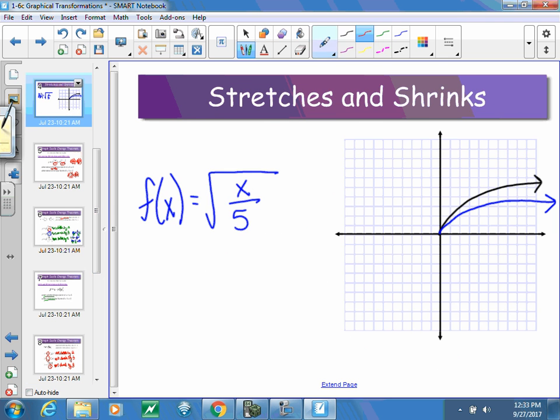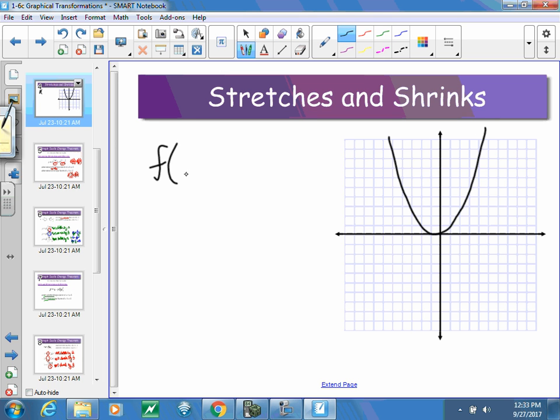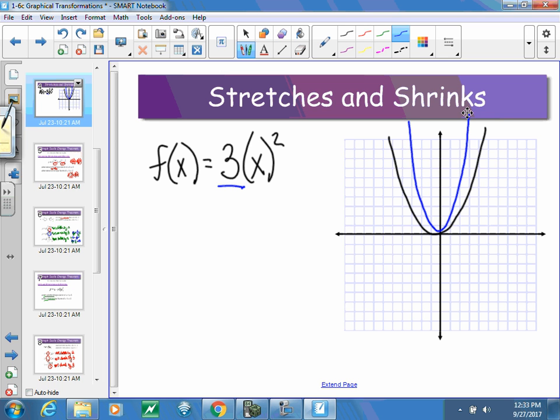So just to kind of look at a couple examples real quick. Say let's do our quadratic here. So f of x is equal to, we'll do an outside change, so 3x squared. So that 3 is telling me that since it's outside, that's going to be vertical. And it being greater than 1, we would be doing a vertical stretch. And our vertical stretch would be making it a little skinnier here.